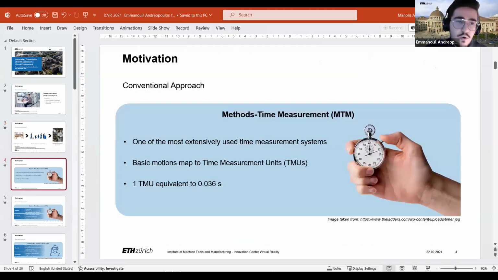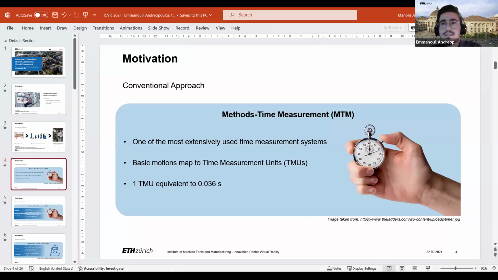Method time measurement, or MTM, is one of the most widely used such standardized time measurement systems, using the so-called time measurement units to map certain actions that the user is taking with standardized time measurement actions. For reference, 1 TMU is equivalent to 0.03 seconds, 0.36 seconds of action.